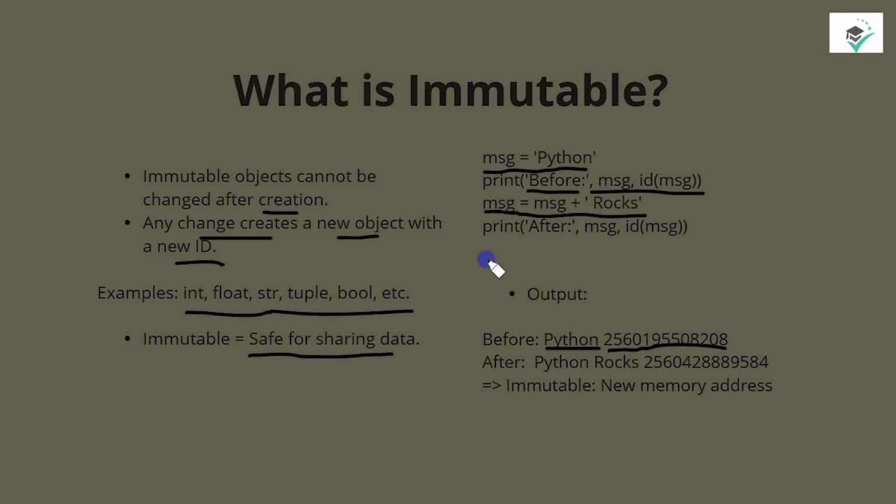I am going to now print the after effects of it: print after, msg and id of msg. Here again I get the output after: Python rocks, the concatenated string, and the memory address. If you observe here, the memory locations are different. So in an immutable type, if we make changes to the object which was previously created, it will create a new location and store the value in that new location.